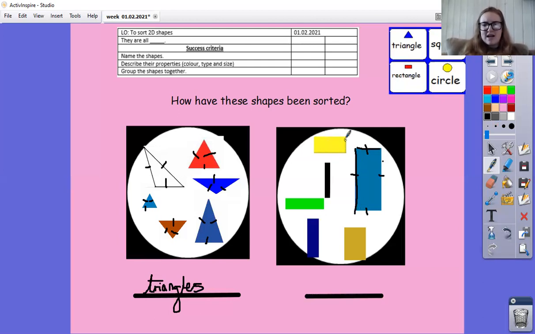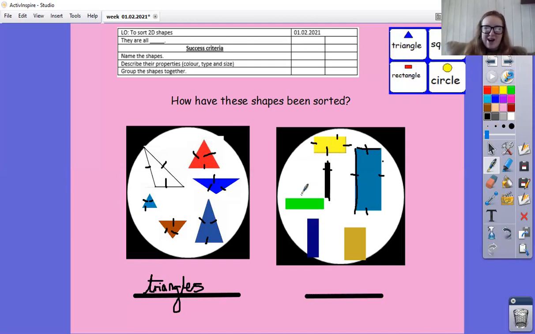Is this also a rectangle? Let's have a look. How many sides does it have? 1, 2, 3, 4. It has 4 sides. Are all the sides equal? No, that means this is also a rectangle. So that's 2 rectangles. So look at this one. How many sides does it have? 1, 2, 3, 4 sides. Are they all equal? No, this is also a rectangle.